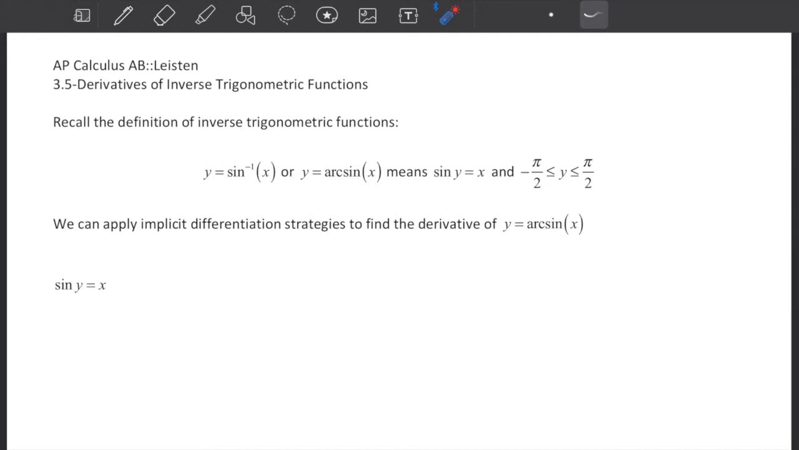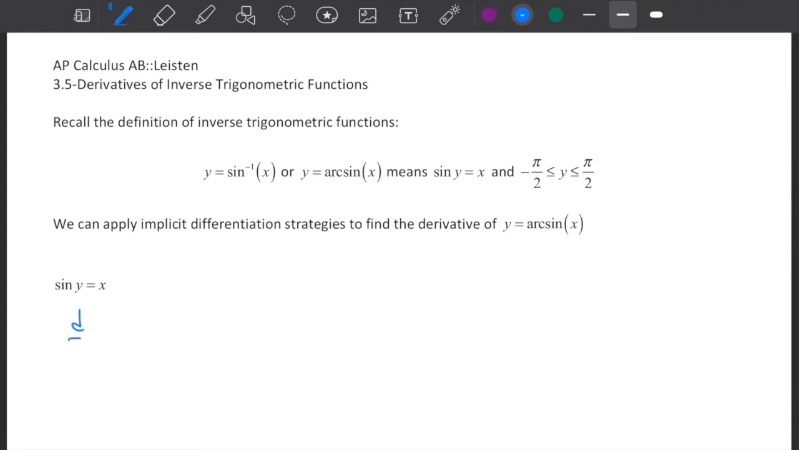Now, thinking back to the past, in order to make the inverse a function, we restrict our domain. That makes it pass the horizontal line test. Over this restricted domain, we have a one-to-one function. Now, for y equals arcsine of x, we're going to apply implicit differentiation strategies. We're going to first rewrite this so we've got sine of y equals x.